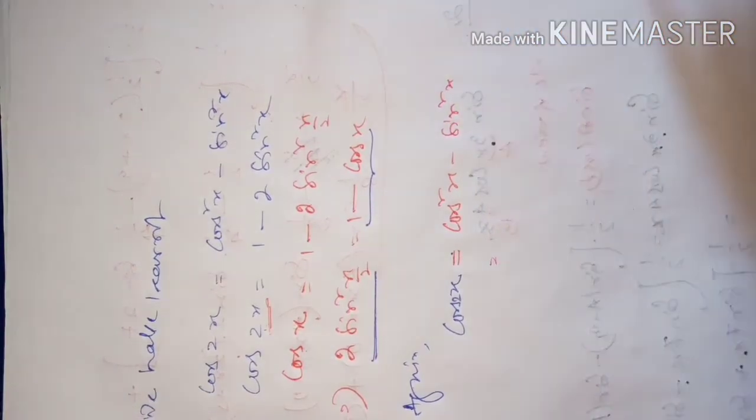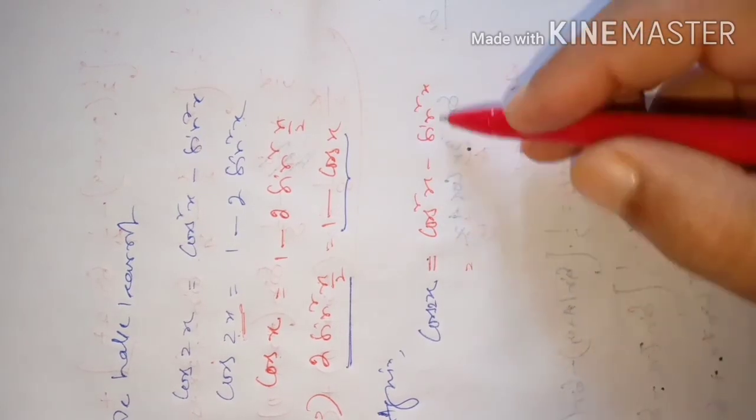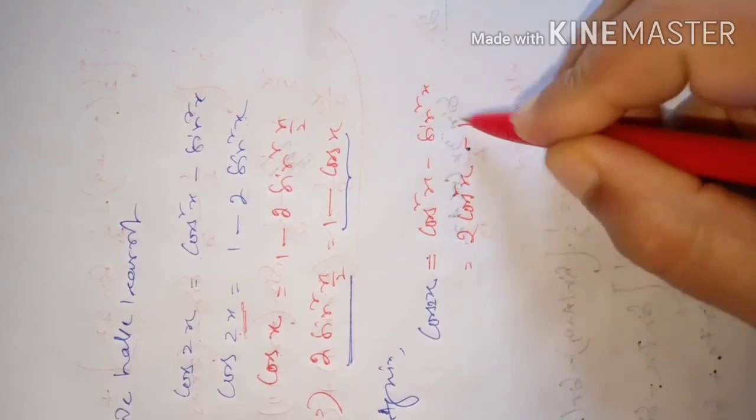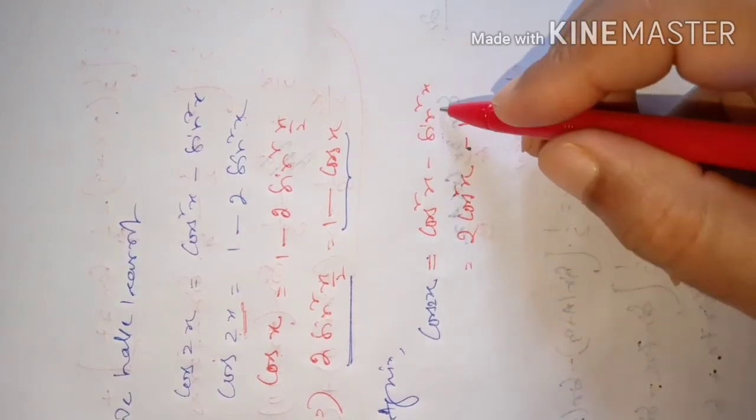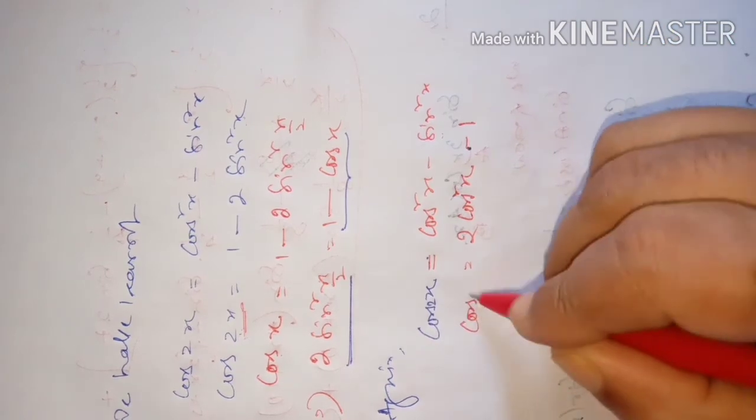So now this cos square x, if we write this whole thing in cos square only, it will be 2 cos square x minus 1, because writing this one in cos square, 1 minus cos square, that way it will become 2 cos square minus 1. So that is cos twice x.